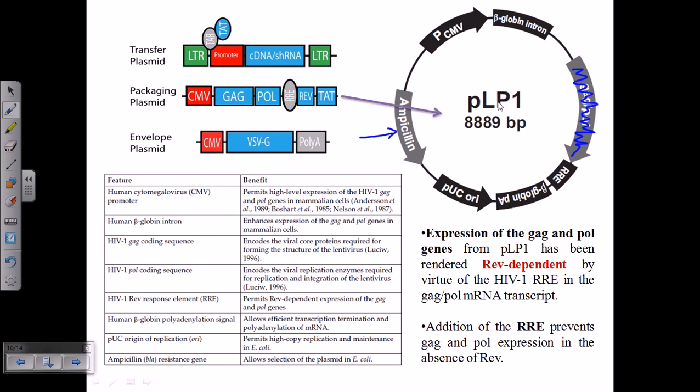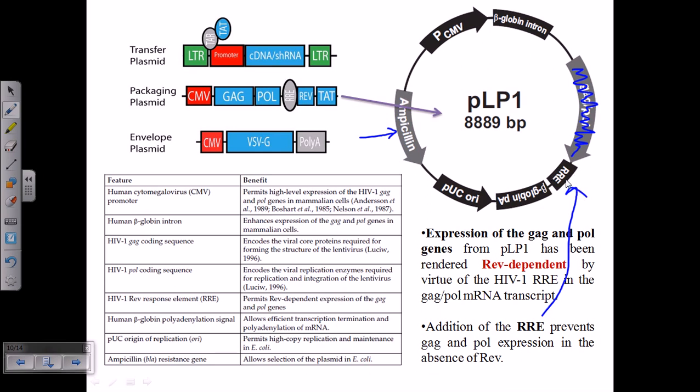Okay, now in this case, expression of these GAG and Pol genes from PLP1, or plasmid LP1, has been rendered a rev dependent process, right? Because except for the rev, this particular plasmid cannot be expressed. They are modified in such a way that in the absence of rev, they cannot be expressed. So to ensure that, we must add this RRE sequence somewhere in this plasmid.